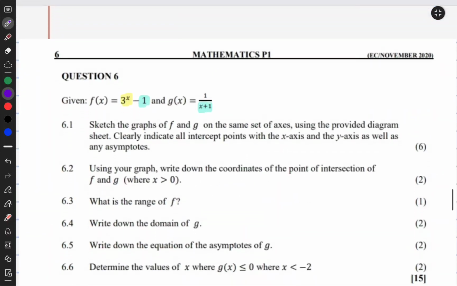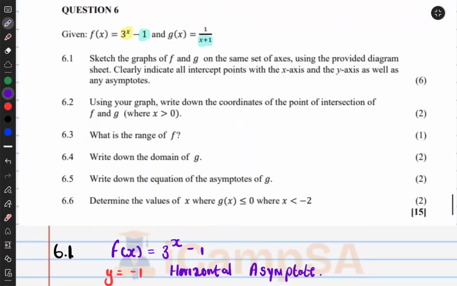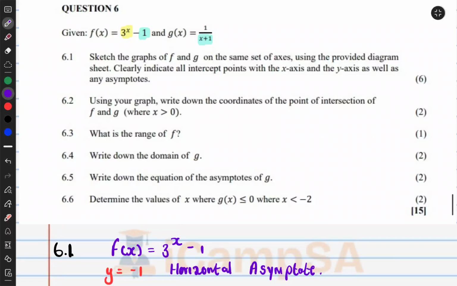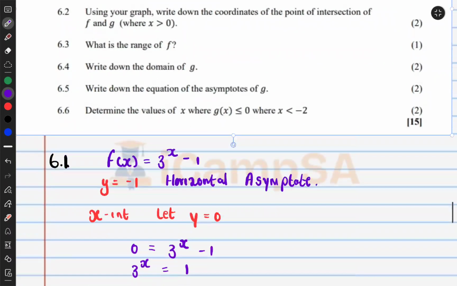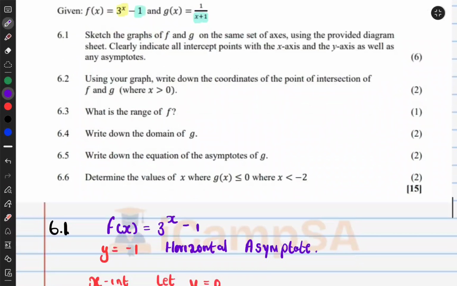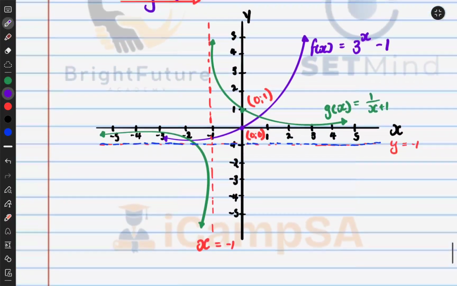Okay, and then using your graph, write down the coordinates of the point of intersection of the functions f and g. Let's go ahead and see where our functions intersect. The functions intersect, I would like to believe, at 2 points, there and there. That is where they intersect.